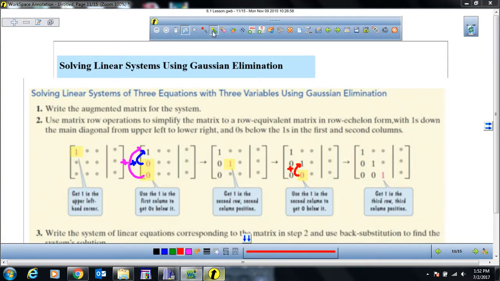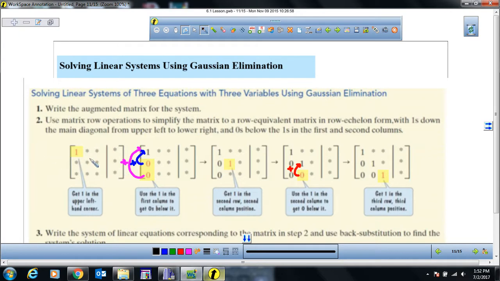Okay? Now, fifth and last step, I need to make the number in the corner into a 1. How do I make that number in the corner into a 1? By either multiplying the whole equation by the reciprocal of that number, or by dividing the whole equation by that same number. And that's how we turn that into a 1.